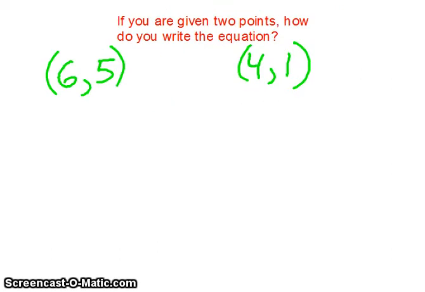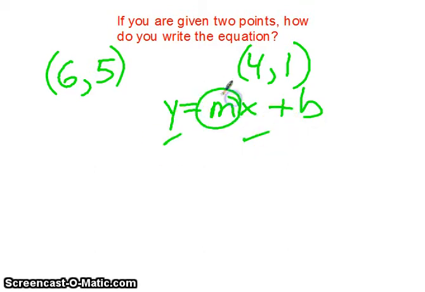Our third example is asking us to write an equation if we are only given 2 points. Again, let's see what we have to do. y equals mx plus b. Well, we have a y and we have an x, but we don't have an m and don't have a b. We need a slope. So the first thing we can do is calculate the slope.